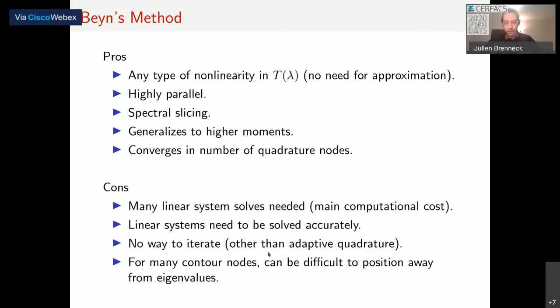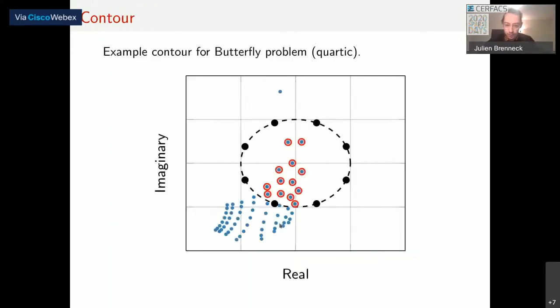It's kind of, there's no way to know. You have to run it, and then you might not have an accurate enough result and have to rerun it with more contour nodes. In addition, it can be very difficult to position the contour nodes far away from the eigenvalues, which for iterative linear solves makes the linear systems very ill-conditioned. And here's a picture, for example.